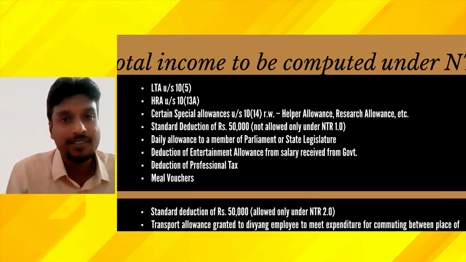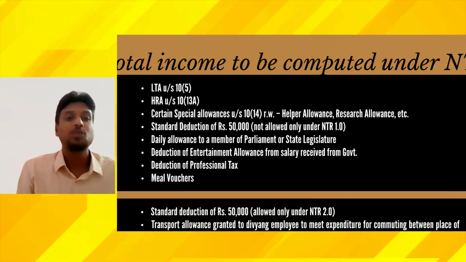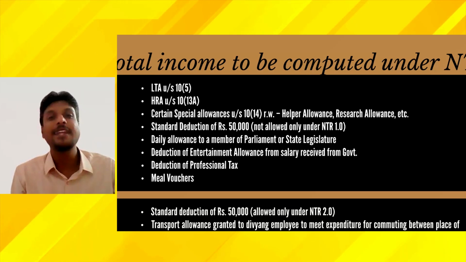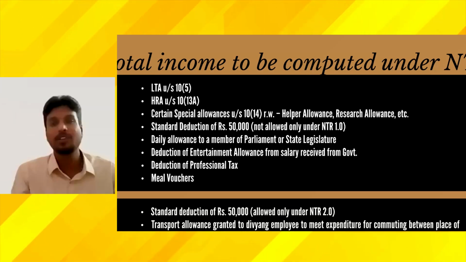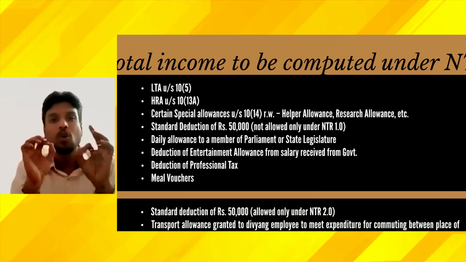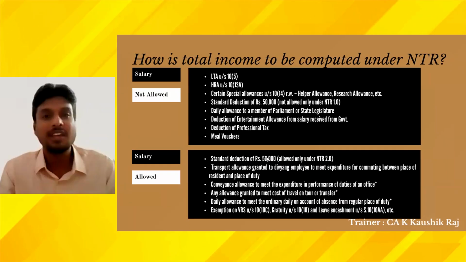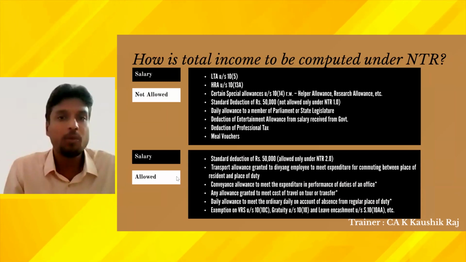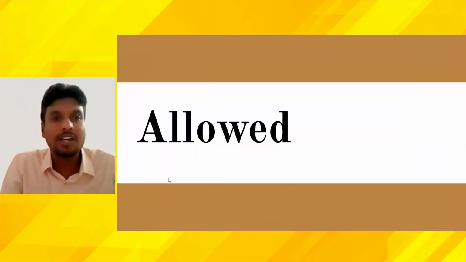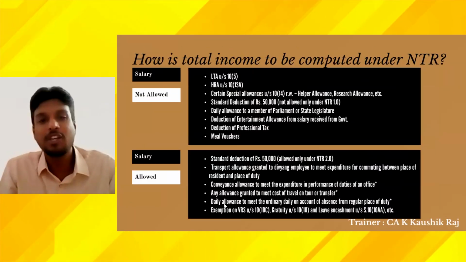Deduction of professional tax, that is section 16, subsection 3, which was the third deduction under the salary chapter, is now not allowed. Meal vouchers, not allowed. These are all no to deductions, or these are the things that one has to forego for a person who is earning salary income. Now, moving further, what is allowed under salary deductions in terms of the new tax regime?